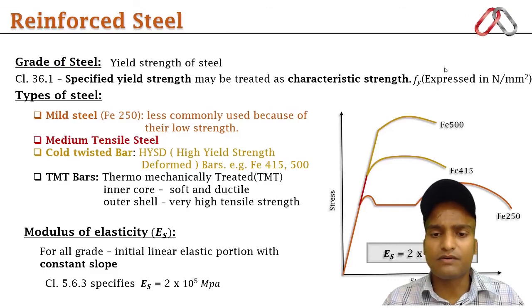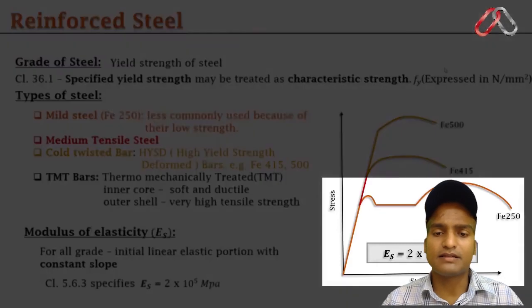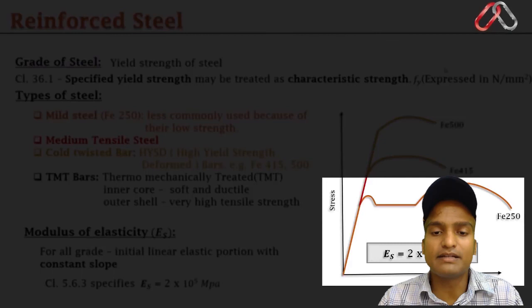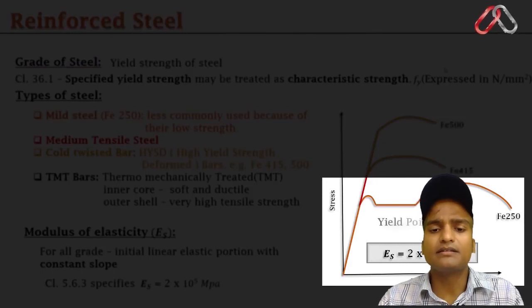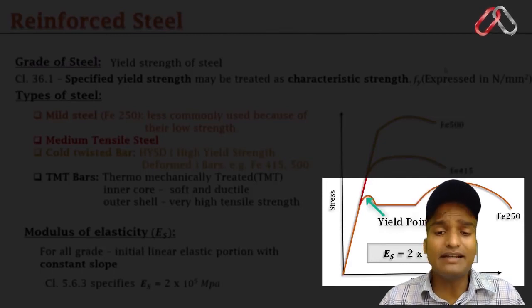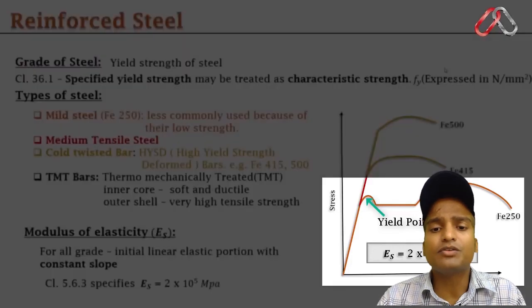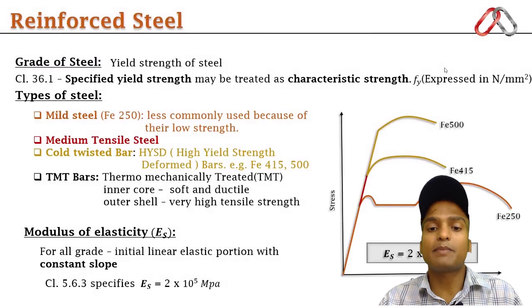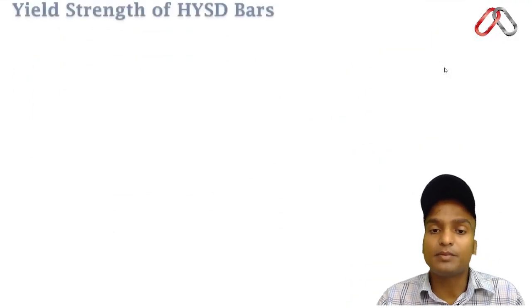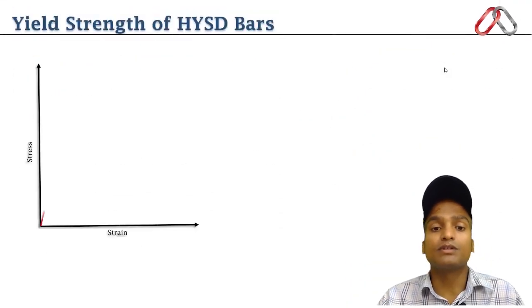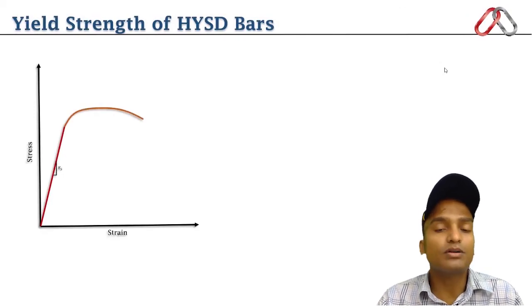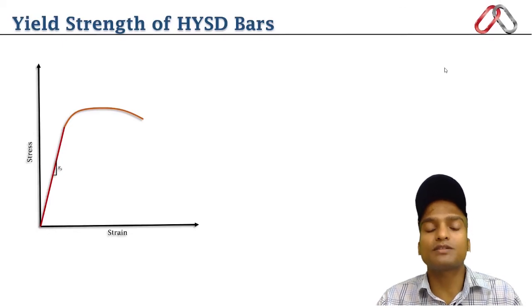So let us first of all take the case of mild steel bars. If you look at the stress strain curve of mild steel, you will find that the yield point of mild steel can be very easily determined. How? Because after the yield point there is a plateau, and we can easily obtain that value, whereas for the high yield strength deformed bars the graph is not uniform like that. So in that case we have to adopt some different method.